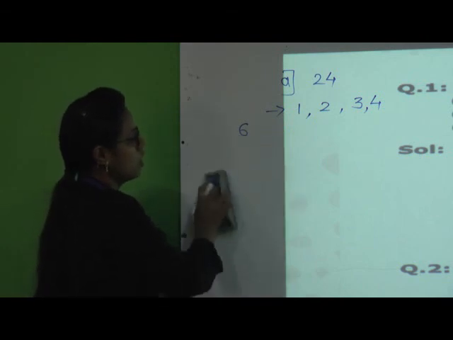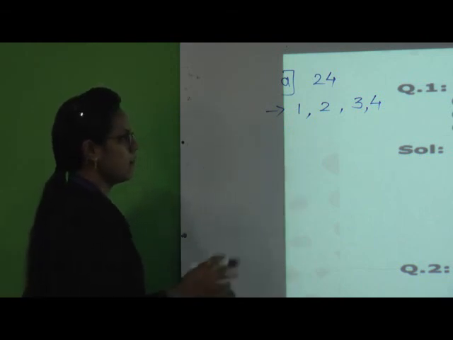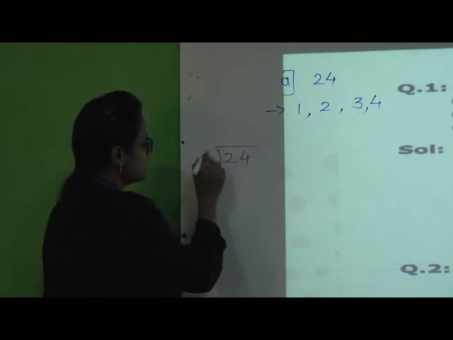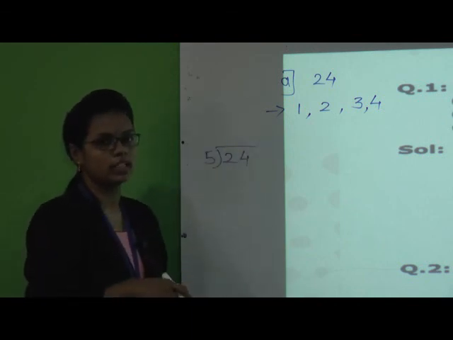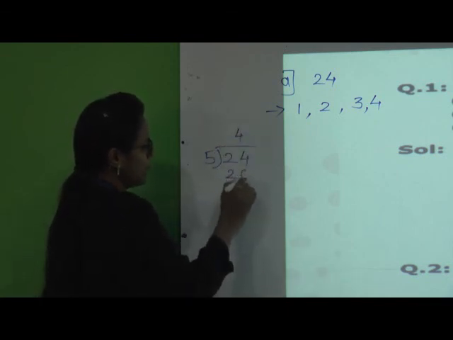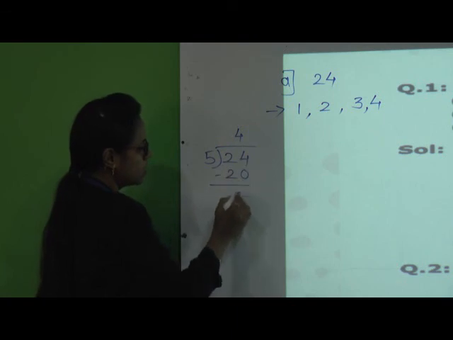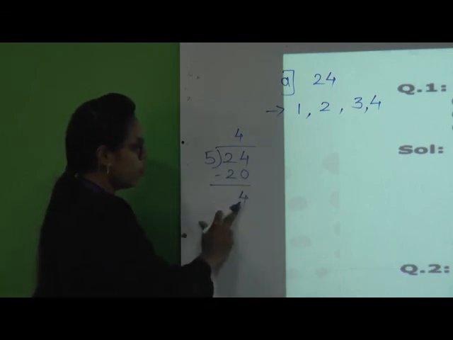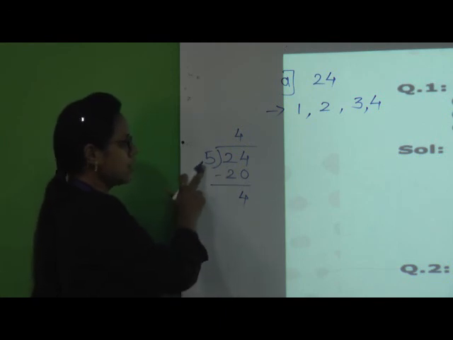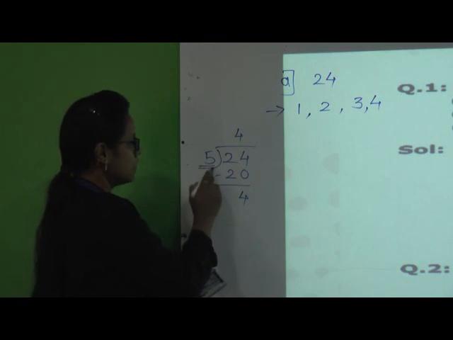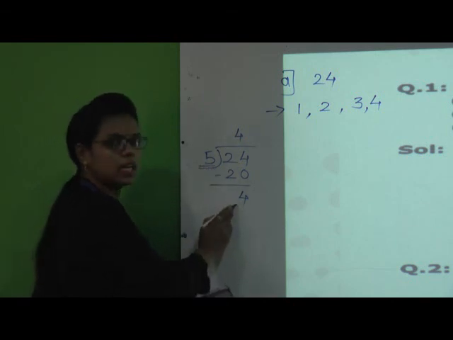5. Let us take the number 5. We will divide 24 by 5. Is it divisible, students? No, it is not divisible, because 5 fours are 20 and 24 minus 20 we get the remainder 4. So when we are getting remainder 4, it is not a factor of the given number. So we should not take 5 as a factor because it's leaving the remainder 4.